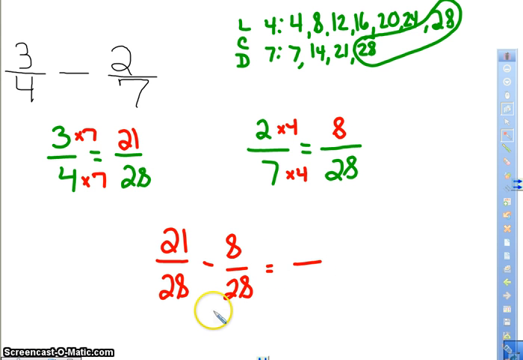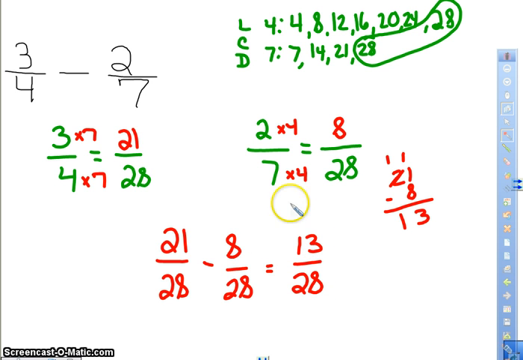Now if I take 21 minus 8, and if you're getting stuck, please don't be afraid to do this, you get 13. So I have 13/28. Nothing can go into 13 and 28, so I am done.